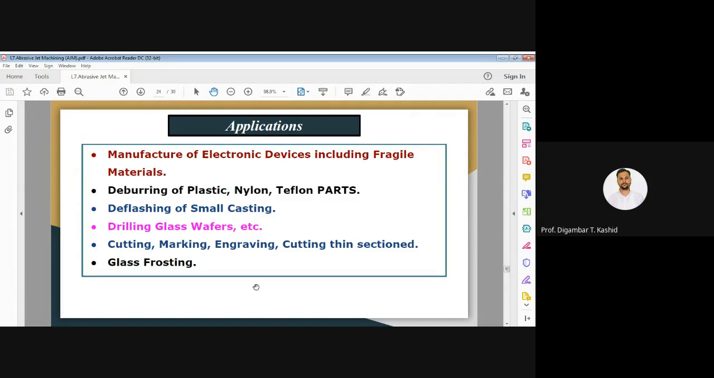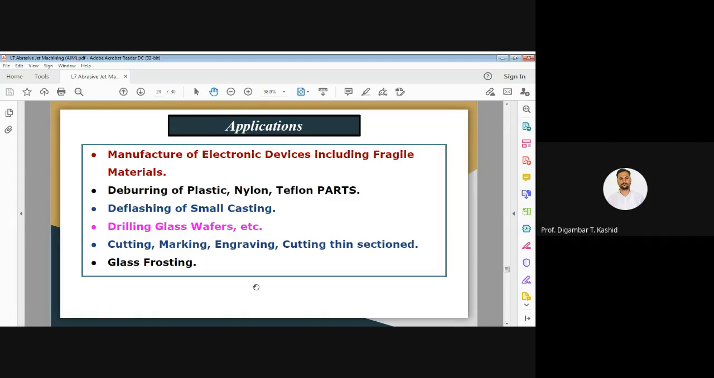Or if you want to write anything, any letter or any name on the glass, then this abrasive jet machining process is commonly used for writing purposes. Very fine letters can be written on the glass with the help of this abrasive jet machining. So these are the very important and widely used applications of abrasive jet machining.